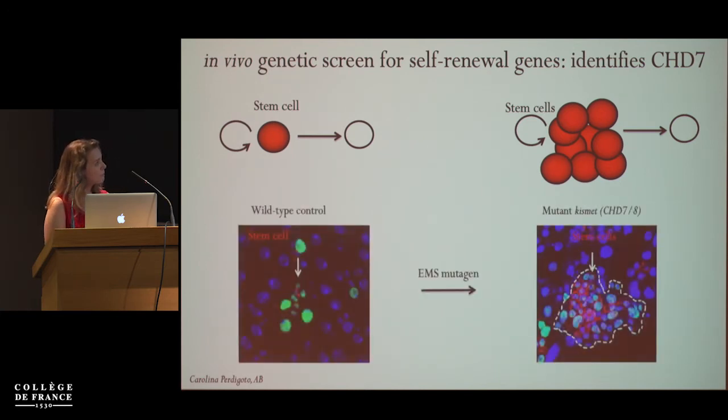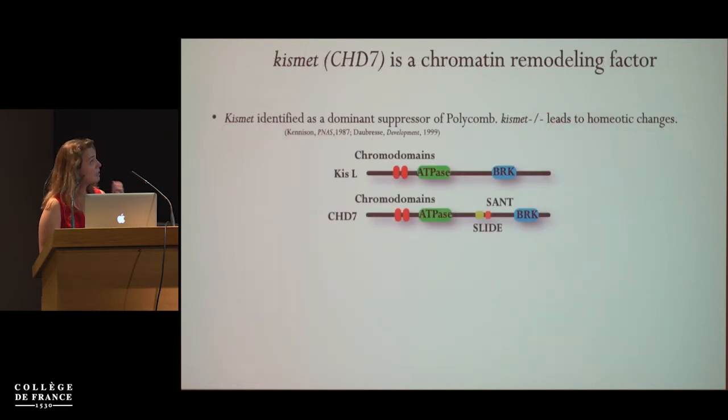overproduction of stem cells. This is what a wild-type lineage looks like, where we can mark a single adult stem cell, allow it to divide, and all of its progeny are marked by GFP expression here. The stem cell is marked by this red staining here. And one of our mutants is called Kismet, the fly ortholog of CHD7 and 8, which I'll tell you more about in the next slide. But when this gene is inactivated, we now have this large expansion of the number of red cells, which are these stem cells. So what is Kismet and what are CHD7 and 8?